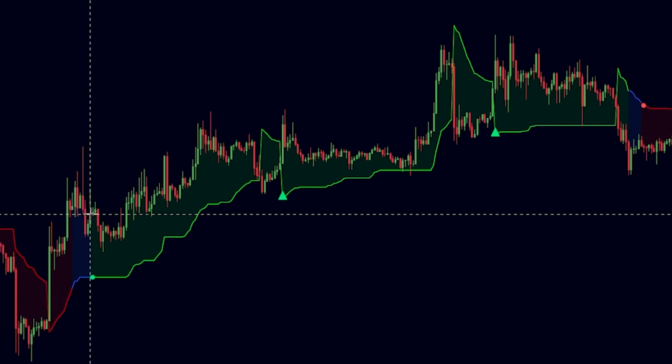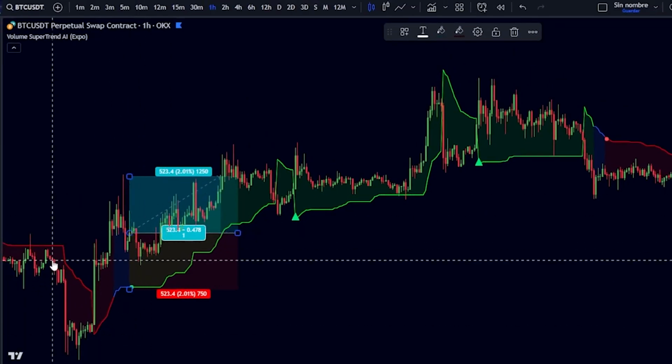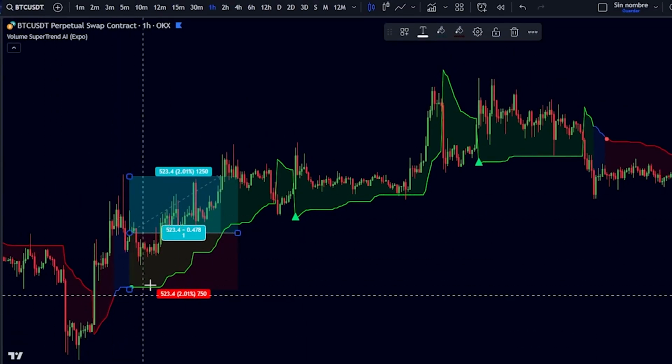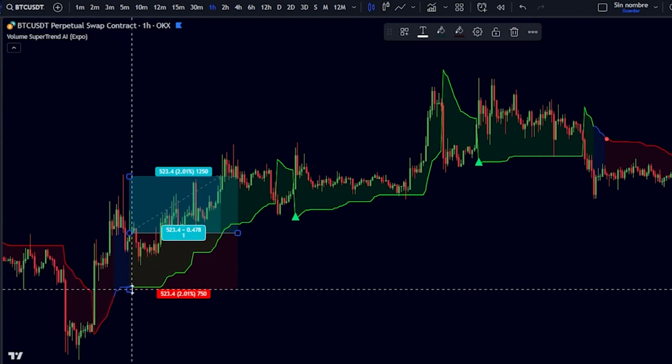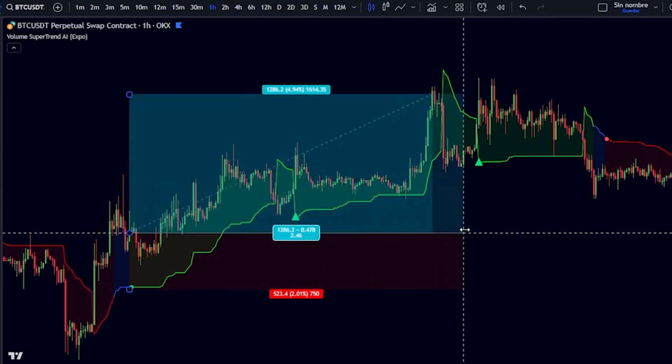So the plan would be quite clear: at the moment that the price changes trend, in this case from bearish to a neutral zone, and then the super trend turns green, the only thing we would have to do is take that operation.